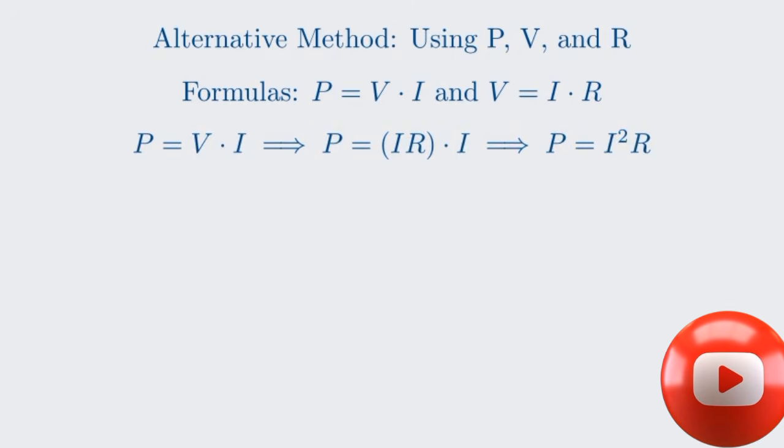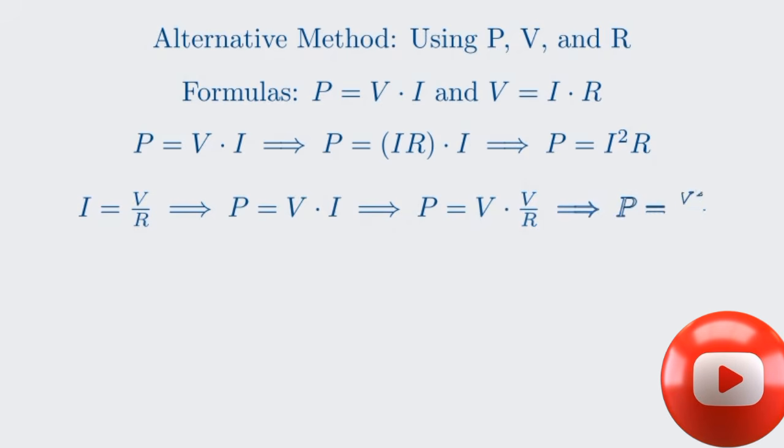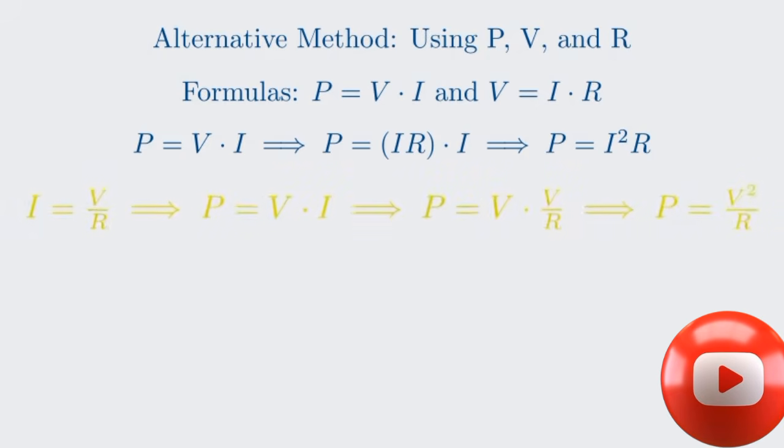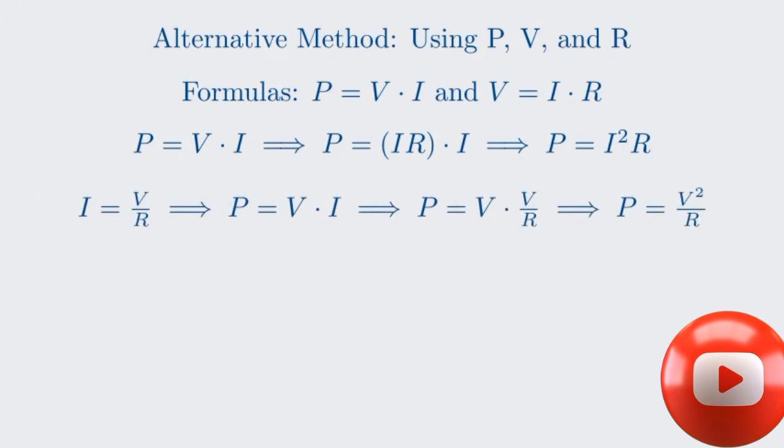Alternatively, we can substitute V over R for I in the power equation. Starting with P equals VI again, if we replace I with V over R, we get P equals V times V over R, which simplifies to P equals V squared over R. This formula uses only power, voltage, and resistance, which is perfect for our problem. So we have a formula, P equals V squared over R, that directly relates the two variables we were given at the start, power and voltage. We can use this to solve for resistance, R.